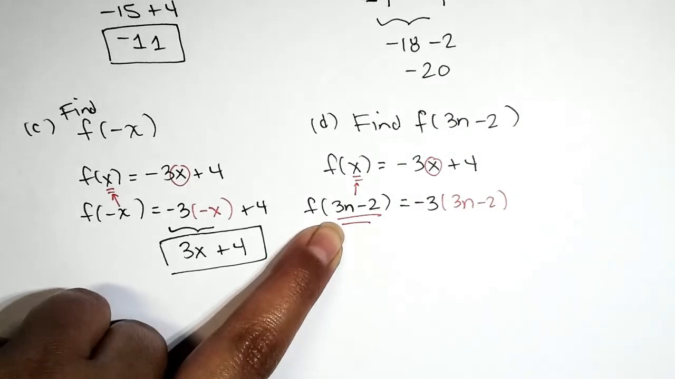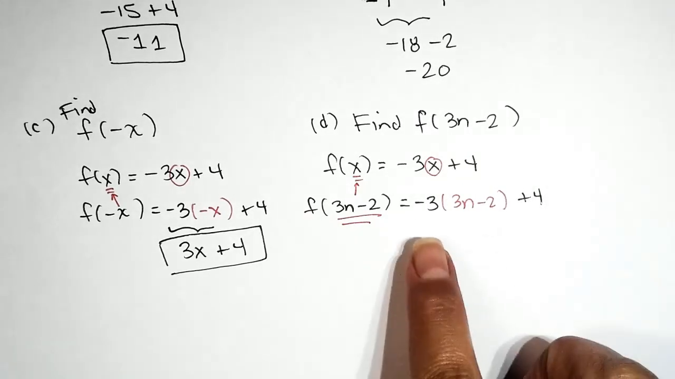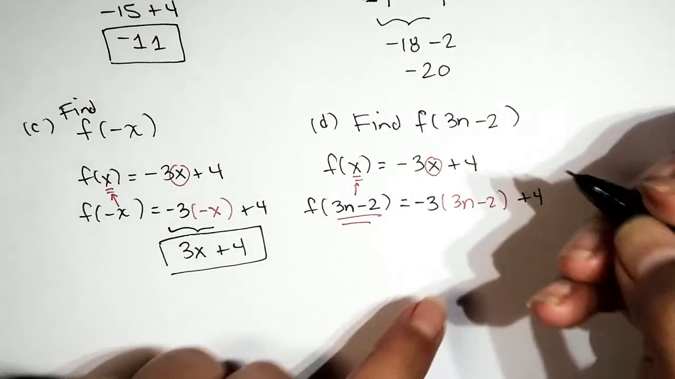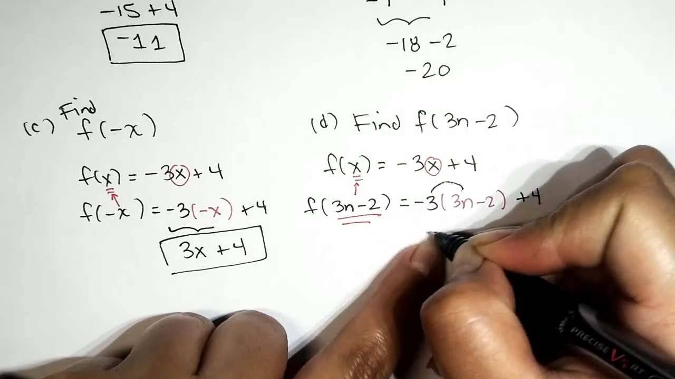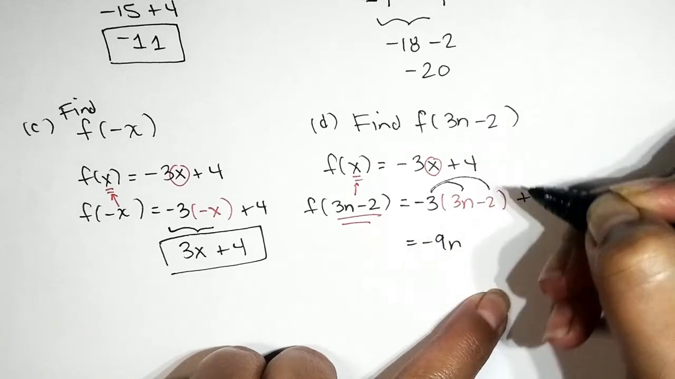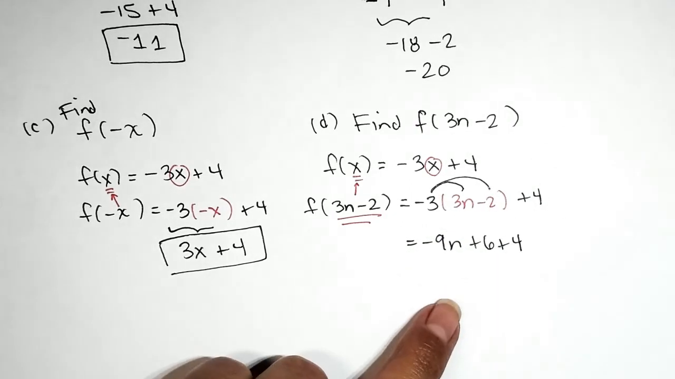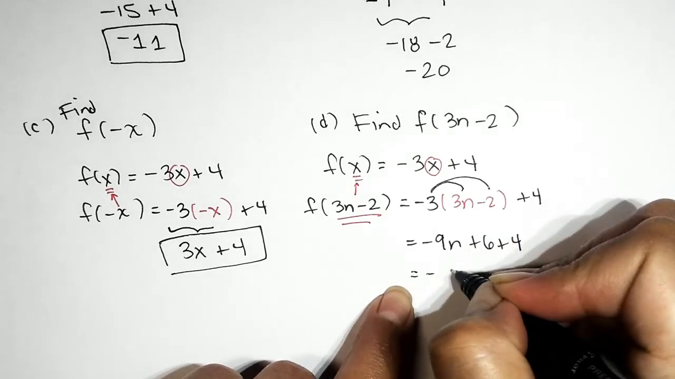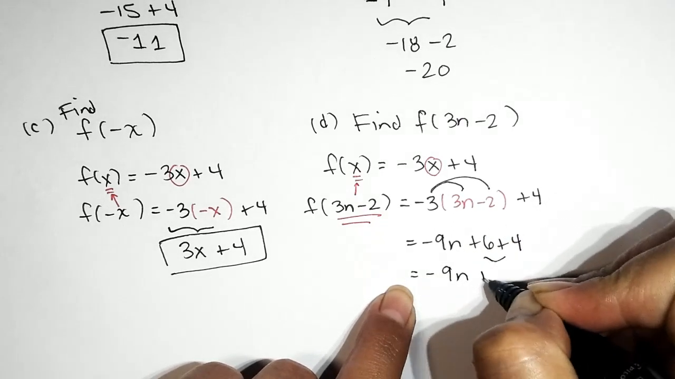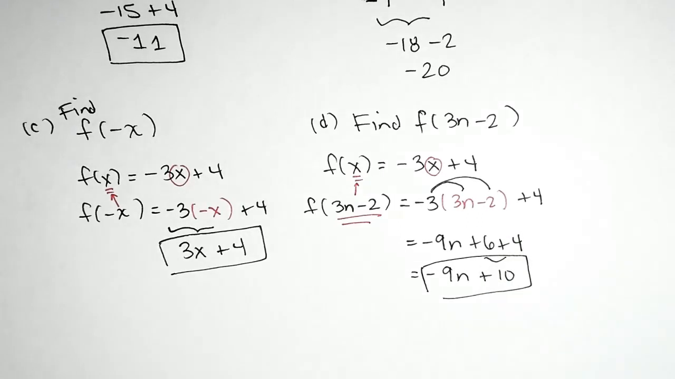Let's bring down the rest of this function. Do what you gotta do to simplify this expression. Product of -3 and 3n will give us -9n. Product of -3 and -2 is 6. Take your time, combine like terms. There's only one variable term, and the sum of the constant terms is 10. So last time I checked, -9n and +10 are not like terms, so we're good.